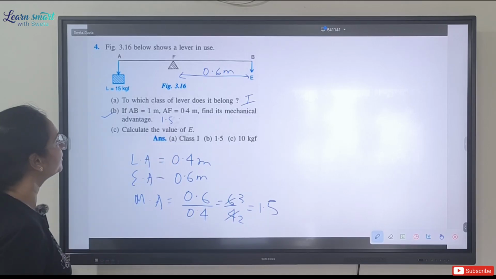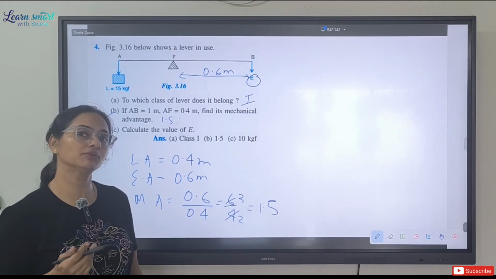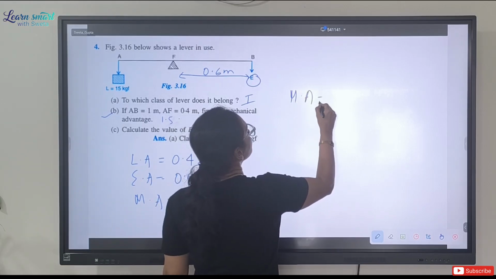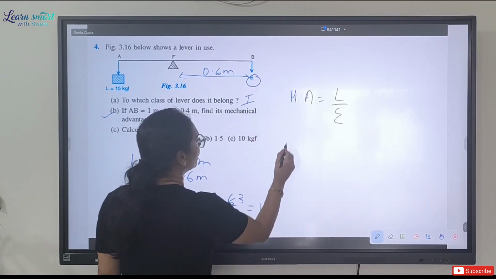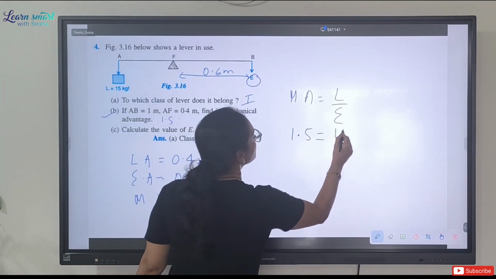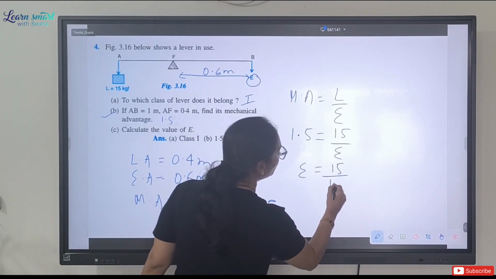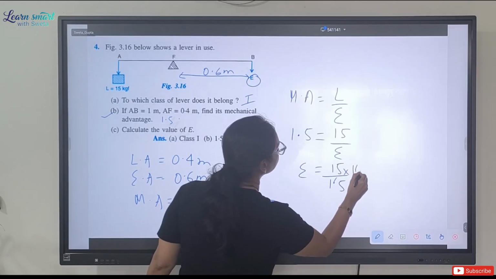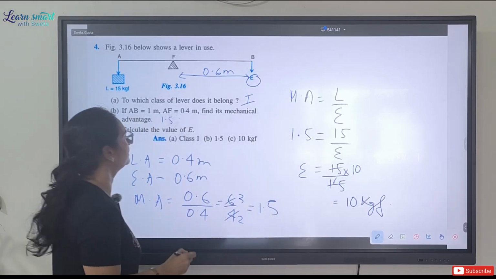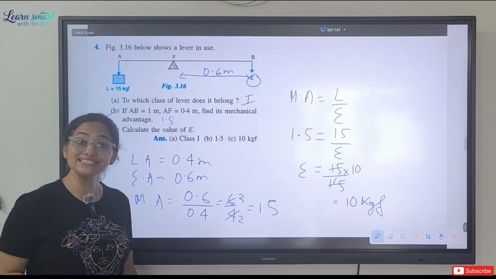Now calculate the value of effort. They are also asking what the effort is. Now we will use the formula mechanical advantage is equal to load upon effort, because we have already got the mechanical advantage. We got it as 1.5. So 1.5 is equal to load, and load is 15 kgf, so 15 upon effort, which we have to calculate. So effort will be equal to 15 upon 1.5. Just calculate. Which is 10 kgf, and we are done. So we are getting the effort as 10 kgf. This is how we can calculate. Let's see the next question.